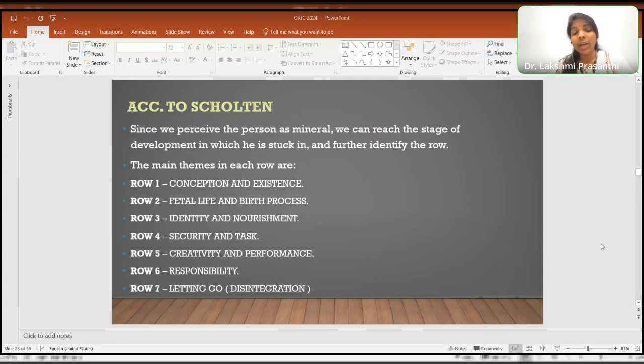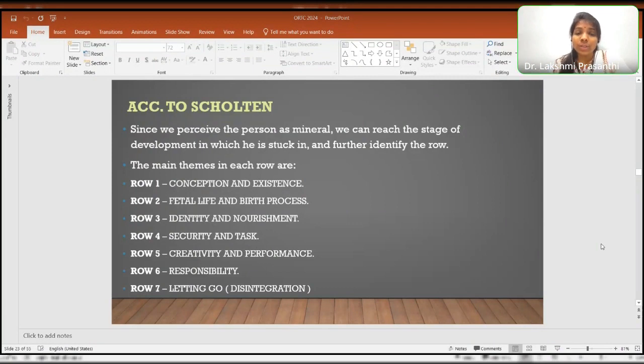And further, after this comes the important factor of responsibility. Row 6 deals with responsibility. And row 7 is the last phase, the old life, where you have stopped holding things. Everything is letting go, leaving off, disintegration, the last stages of life.